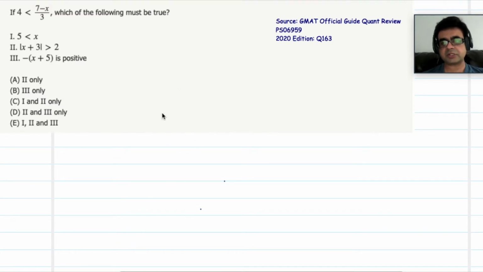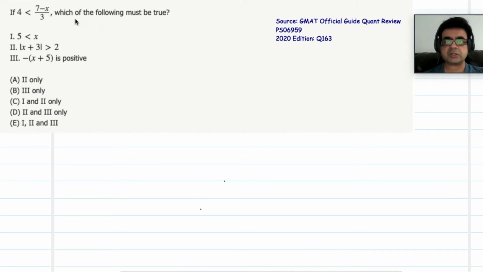As always, we will start with what is given to us. So it is given that 4 is less than (7 minus x) divided by 3. It looks very complex, so we will definitely have to simplify it as our first part of the approach to this problem, and we will do that.